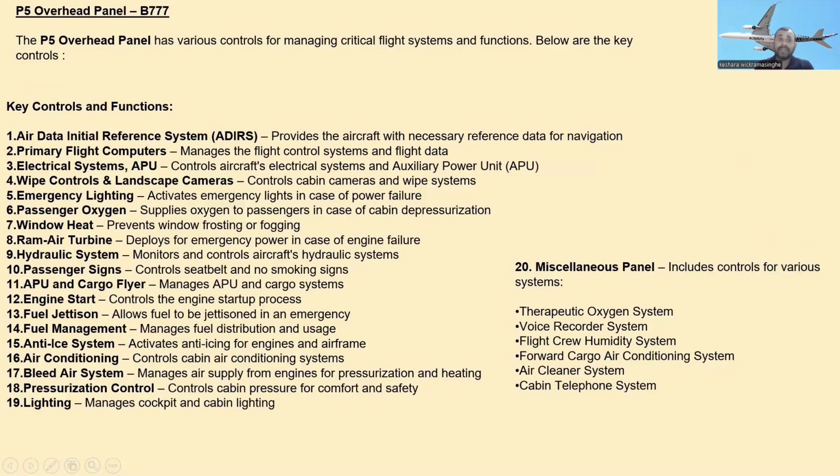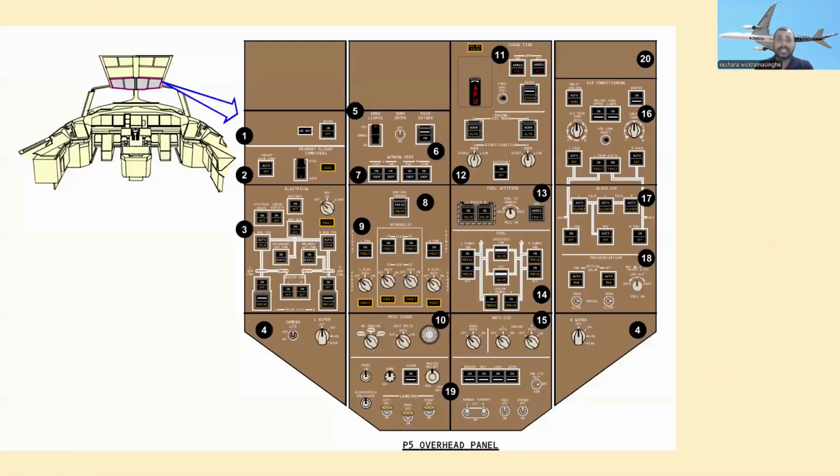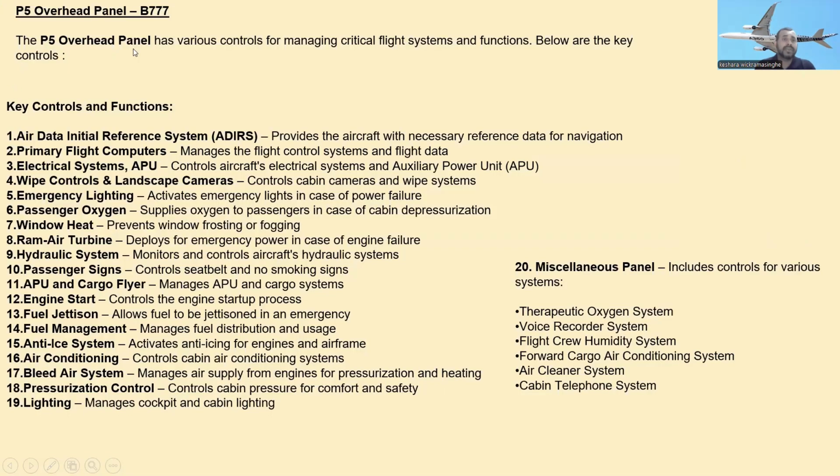Okay, next one, the P5 overhead panel. This one is the P5 overhead panel. Most of the controls are there. The P5 overhead panel has various controls for managing critical flight systems and functions. Below are the key controls and functions. Number 1, Air Data Inertial Reference System, ADIRS. Where is the location?